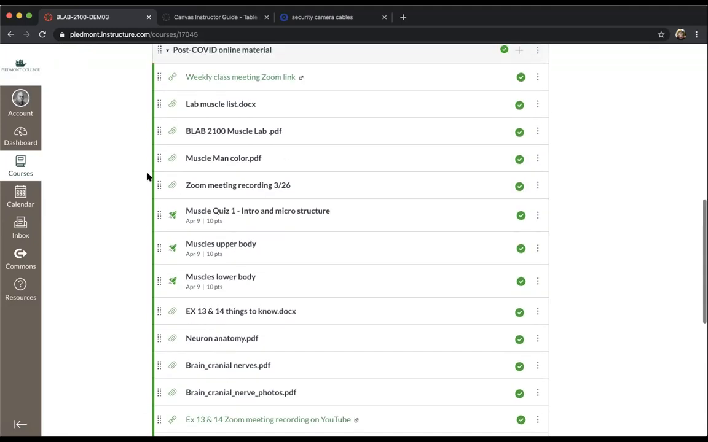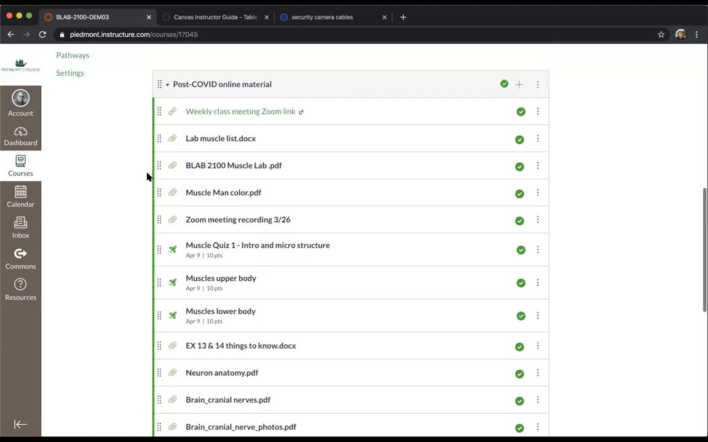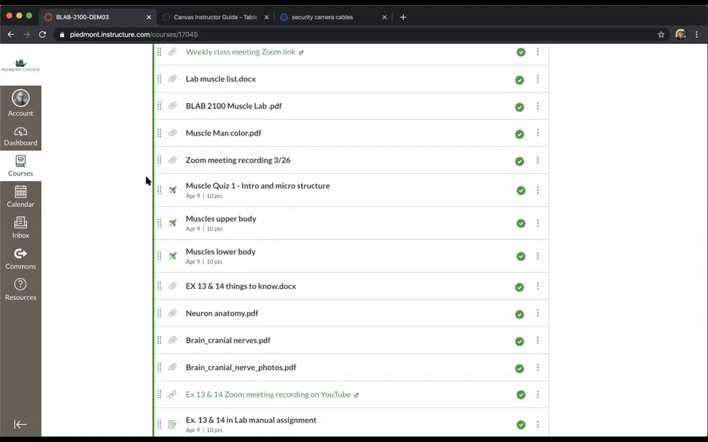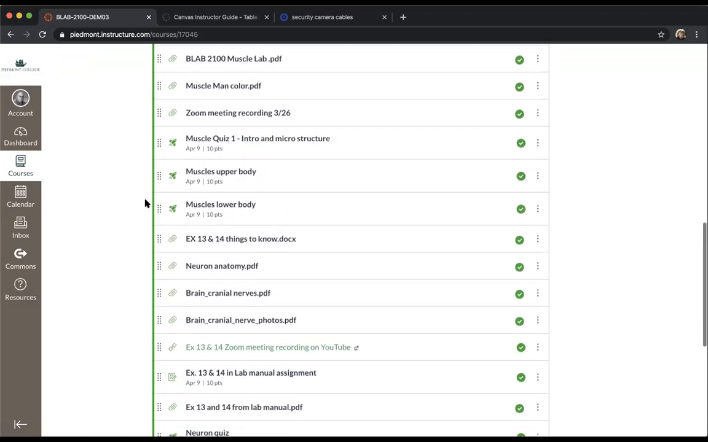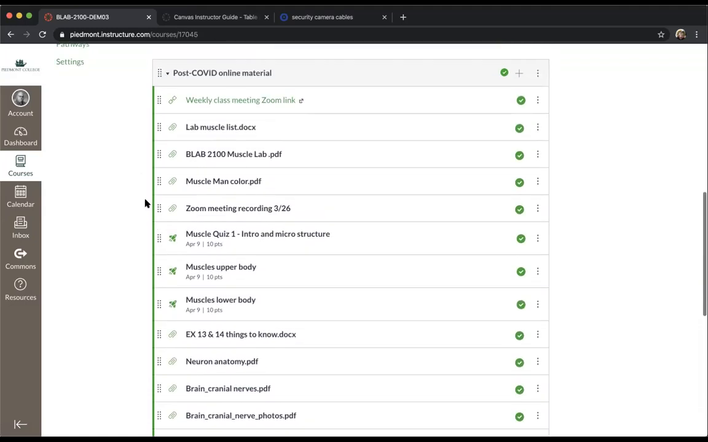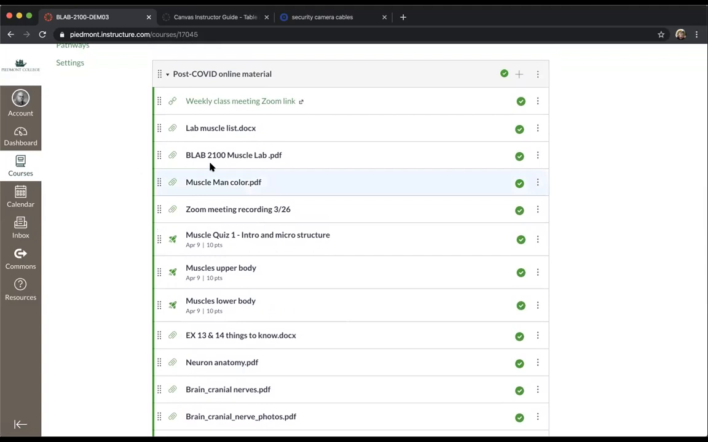And where is that list? Exercise 13 and 14. Again, the muscle lab PDF. So this is the PDF regarding muscles.